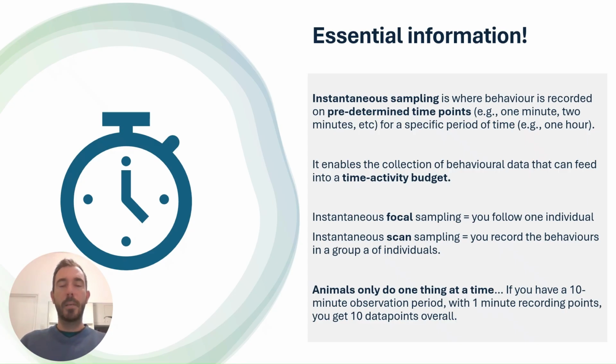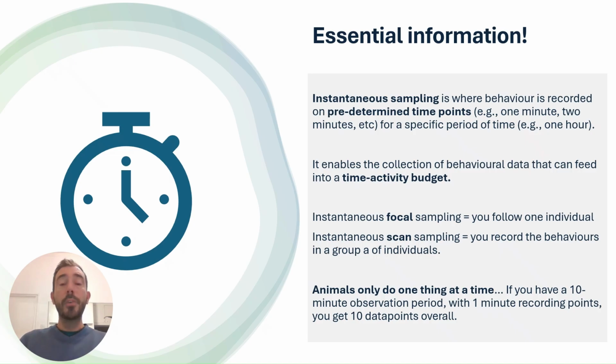What's really important about focal or scan sampling regardless is that you must remember that animals can only do one thing at a time. So you don't select multiple behaviours on your sampling points. Animals will only do one behaviour. So that's up to you to describe very precisely what those behaviours are that you're likely to see in your ethogram.